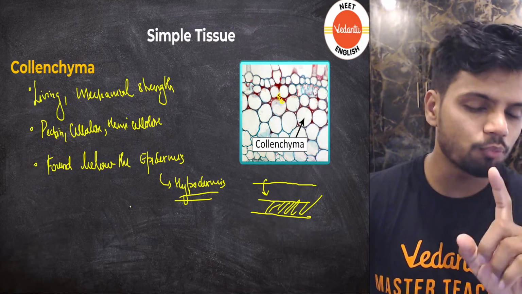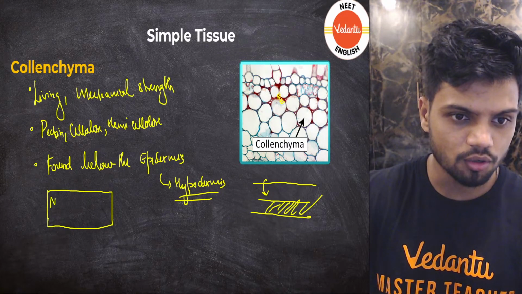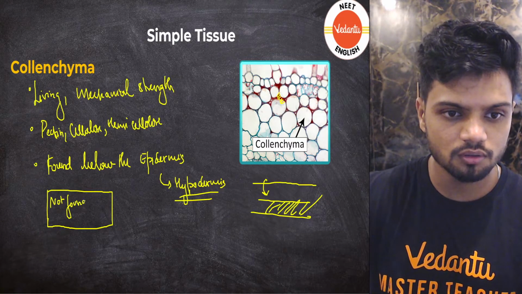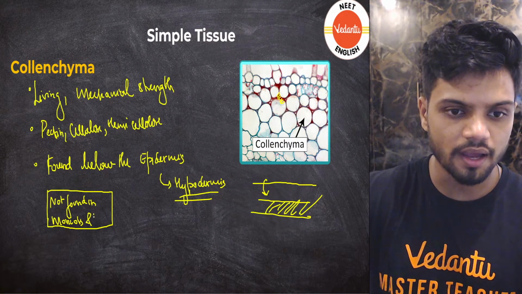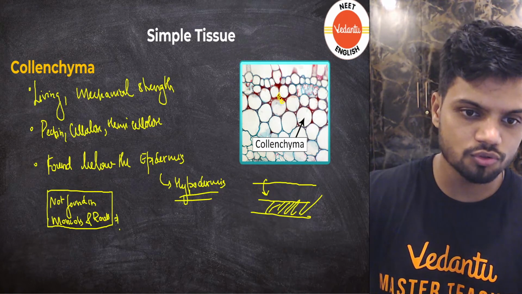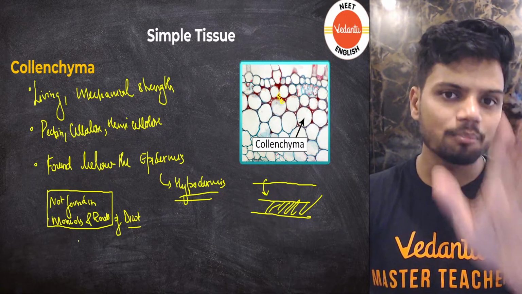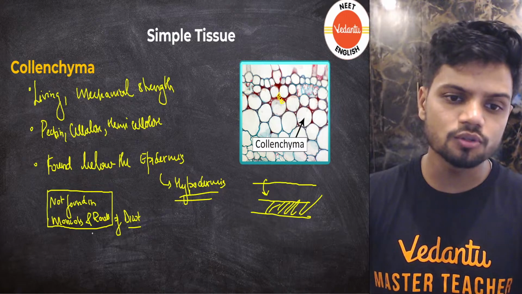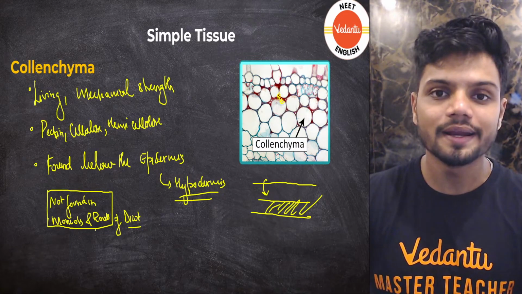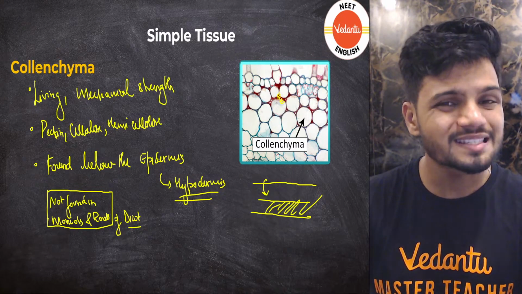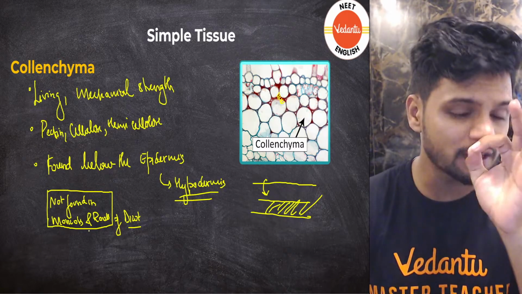Now, the very important point, listen to me very carefully. It is not found in monocots and roots of dicot. Collenchyma is completely absent in the case of your monocot and also the roots of dicot. Then where do you find it? It is found mainly in the petiole, stem, leaf of your dicot. That is a very important line to understand.